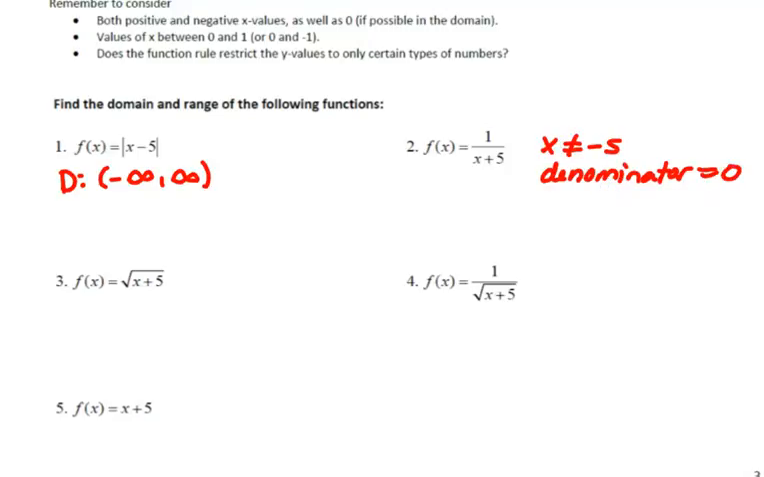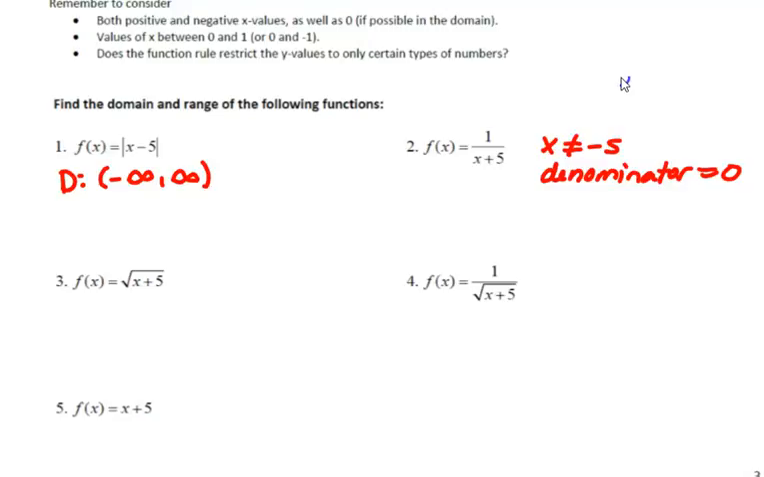So not allowed. Could I have x be any other number? Sure. No matter what else I put in there, it's allowable. If I put in 4, I would have 1/9. If I have negative 2, I would have 1/3. Even if I had a number like negative 4.999, I would still have 1 divided by a very small number, which would give me a very large number, but it would still be a valid number. So this is the only number I am not allowed to use.